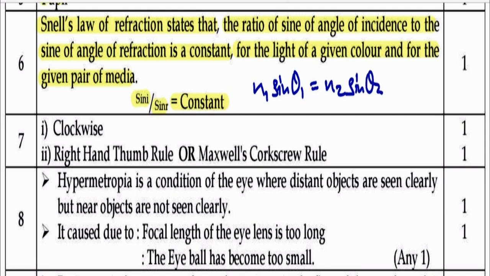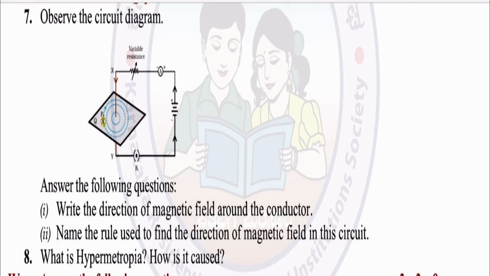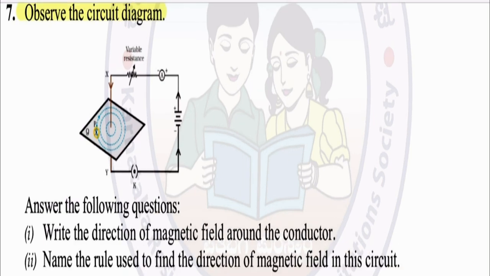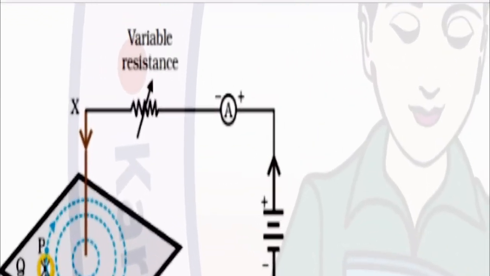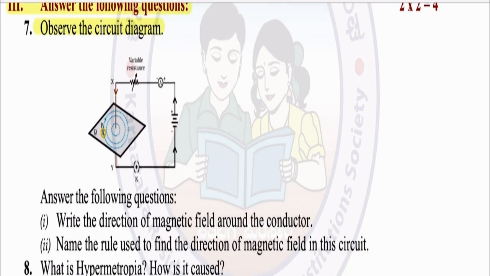Here n1 is the refractive index of the first medium and n2 is the refractive index of the second medium, where theta 1 is the incident angle and theta 2 is the refracted angle. Third main, answer the following questions. Seventh question, observe the circuit diagram. This is the diagram, and answer the following questions.